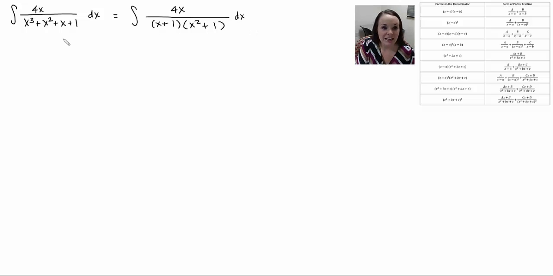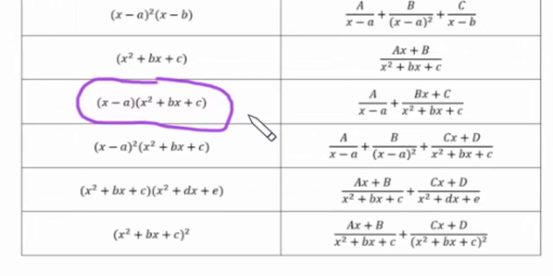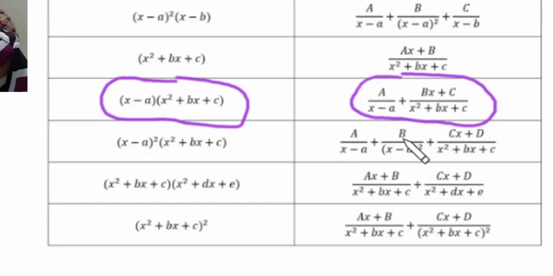So now I check, can I solve this with partial fractions? And the answer is yes, I can. I've provided a table over here on the right to help you figure out which partial fractions to use depending on your factors in the denominator. So it looks like I have something similar to this, an x minus a times an x squared plus bx plus c. Now I don't have a b term in my case, but it's still in this general form. So this is the partial fraction decomposition that I'll use to simplify this.